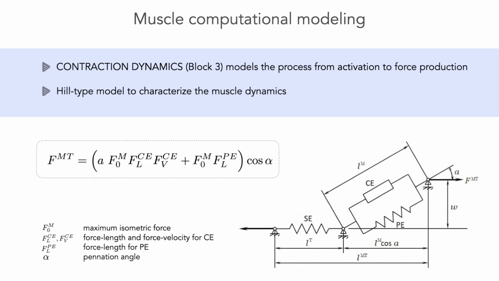Block 3 represents the process from activation to force production. The muscle dynamics is characterized by a Hill-type model, and the computed force depends upon the force-length and force-velocity relationship of the contractile and parallel element, and upon the serial elastic element behavior.